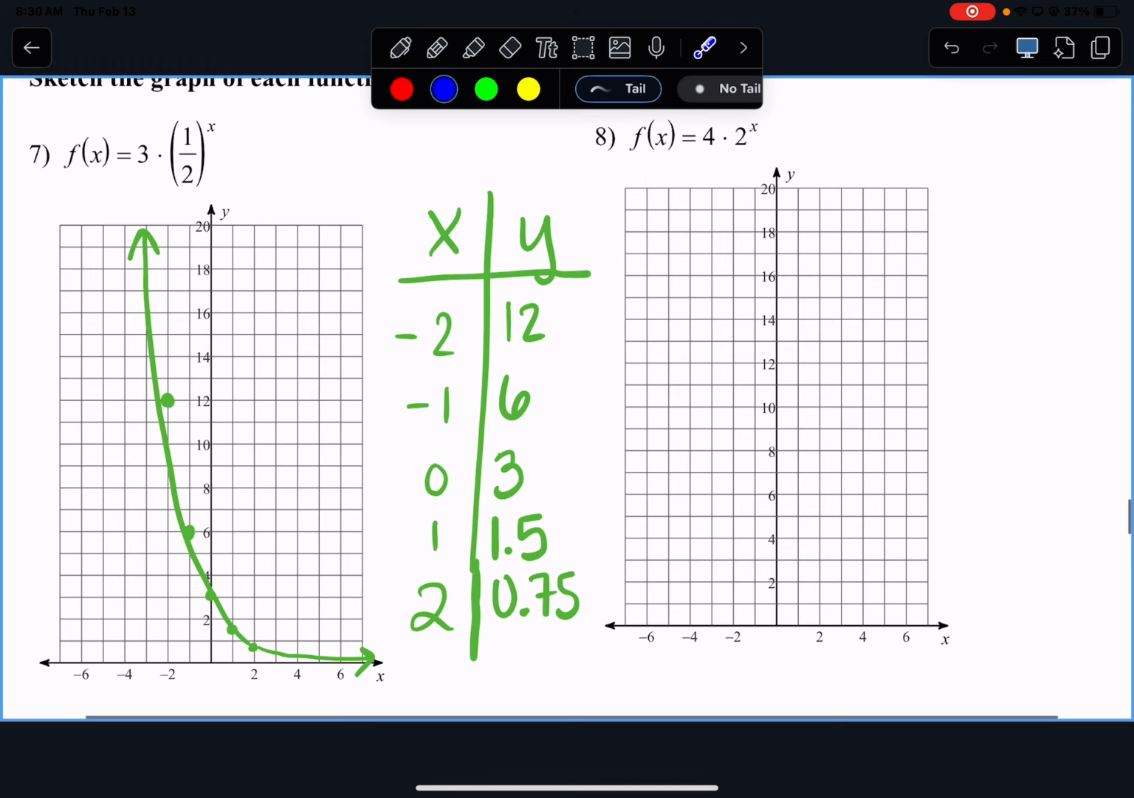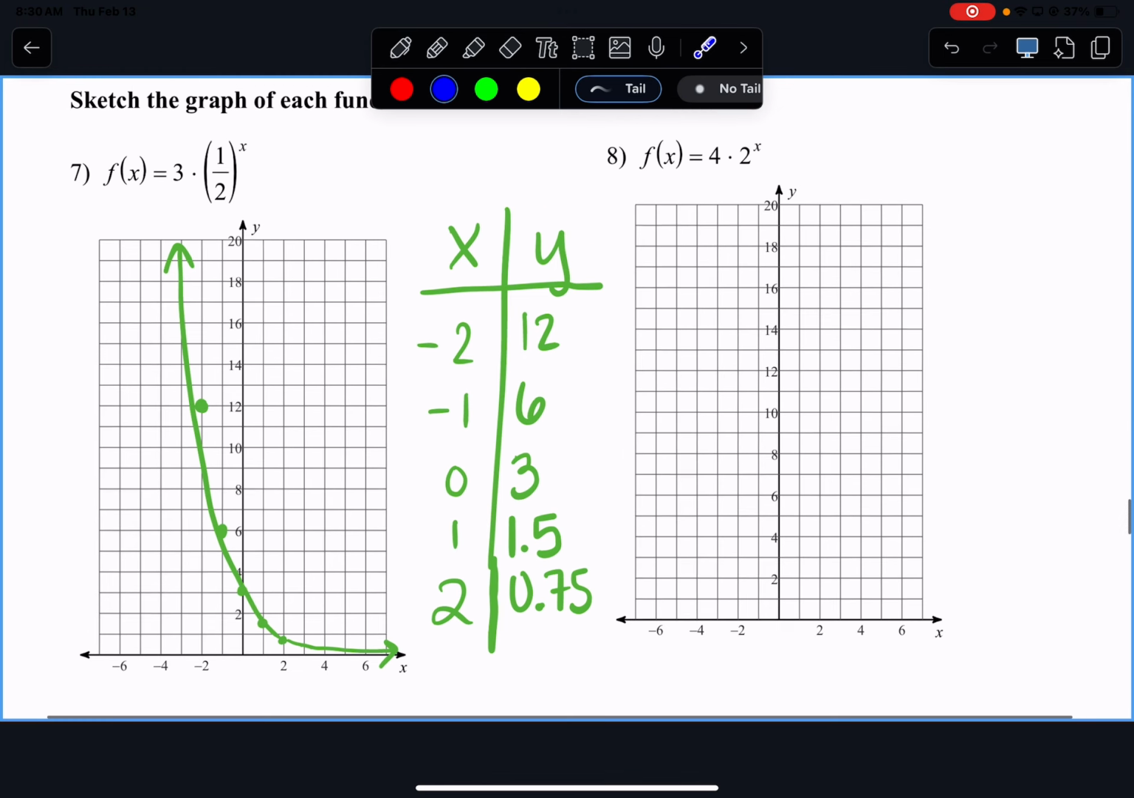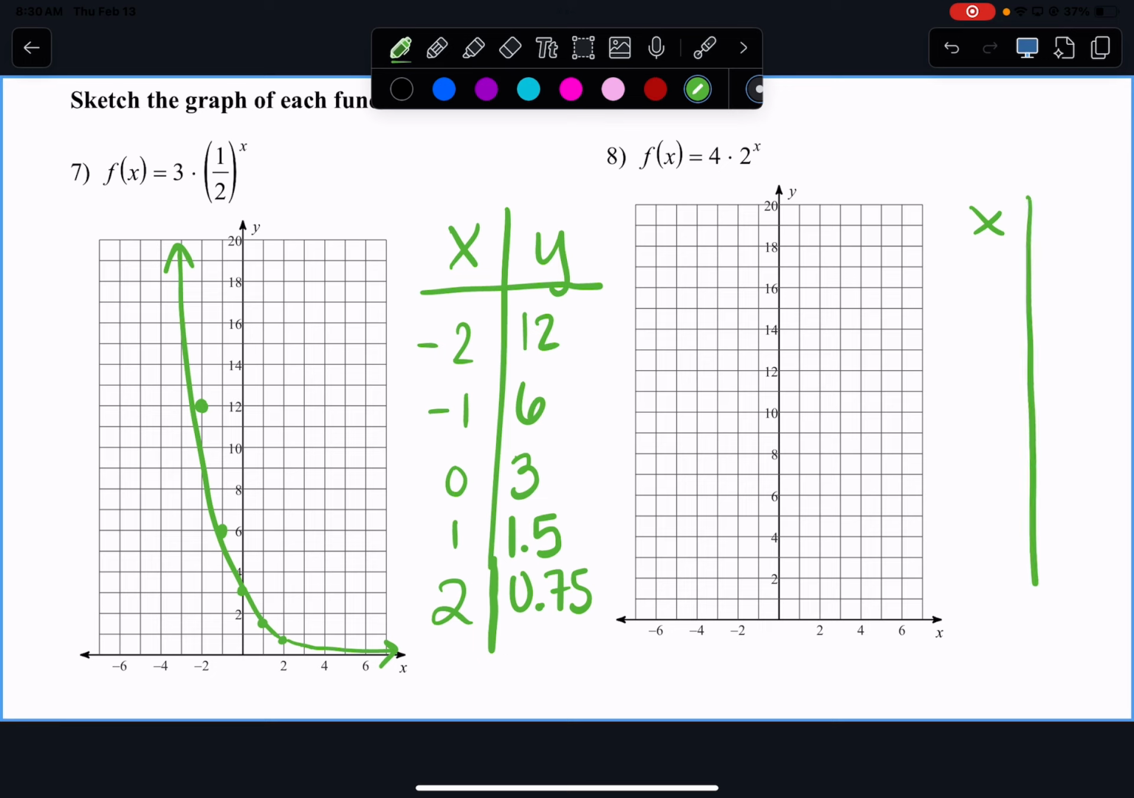All right, now we're going to look at number 8. We're going to do the same thing. Make a table. We're going to go from -2 to 2. So 4 times 2 to the -2 is what?